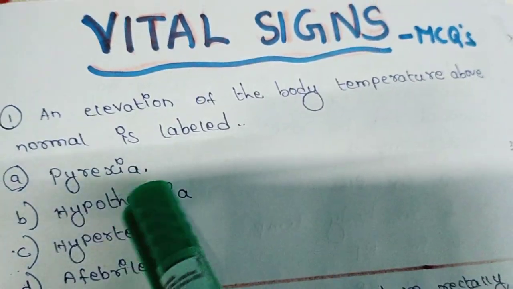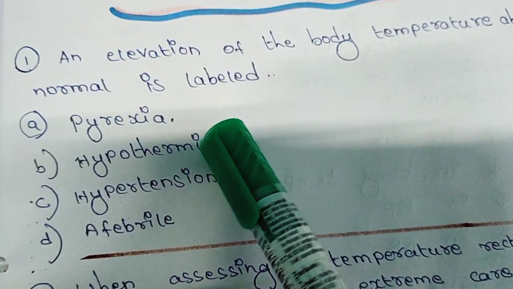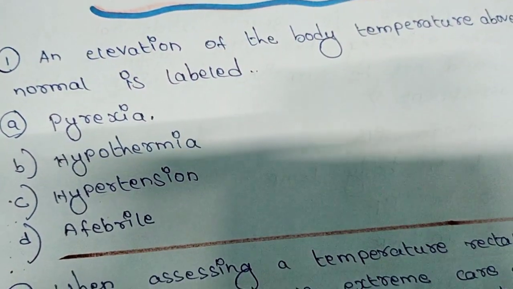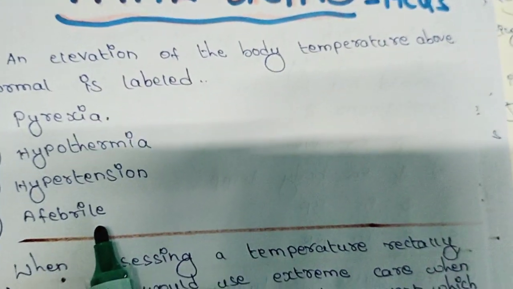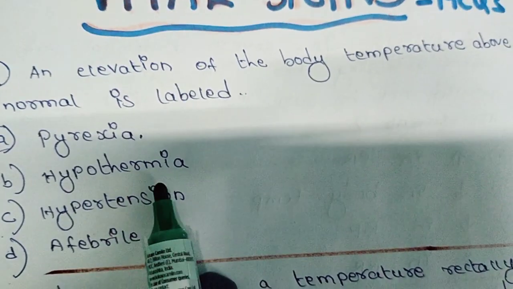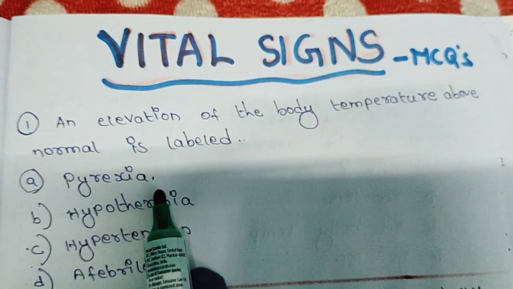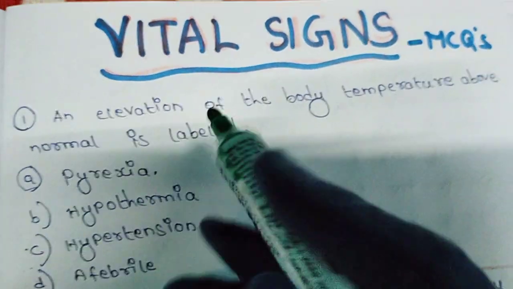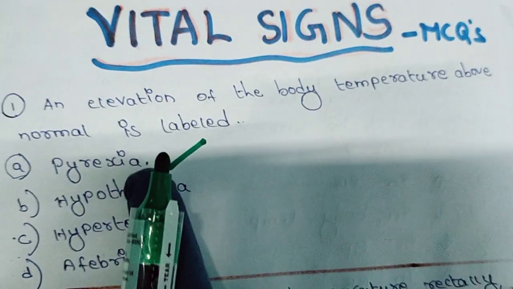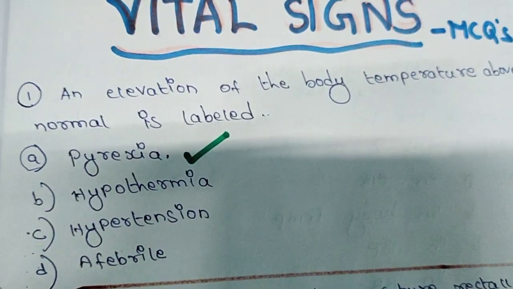The first question is, an elevation of the body's temperature above normal is labeled. The options are pyrexia, hypothermia, hypertension, or afebrile. See, afebrile is when the person is not having fever. There is no fever, it is afebrile. Hypertension is high blood pressure. Hypothermia is when the body's temperature is low. Pyrexia is when the body temperature is high. So what is the right answer? Pyrexia. This is the medical term used for fever. So an elevation of the body's temperature above normal is labeled as pyrexia. Pyrexia is the right answer.